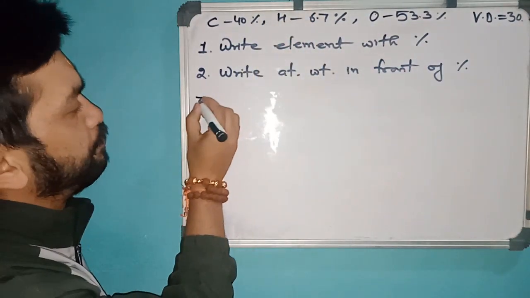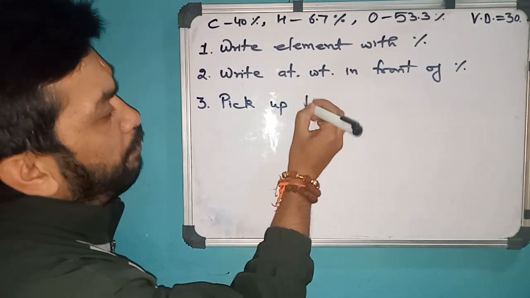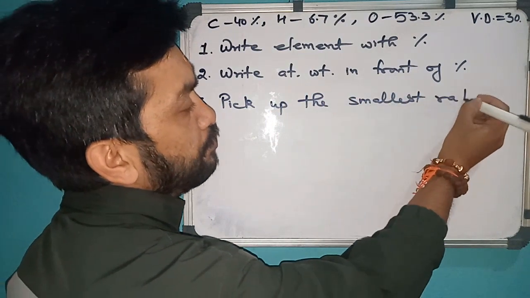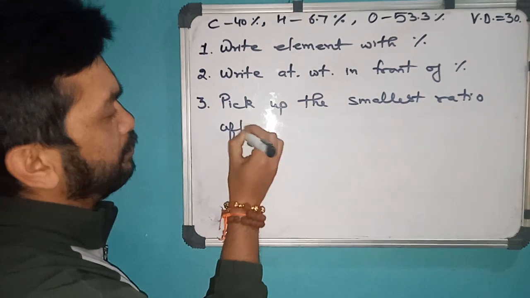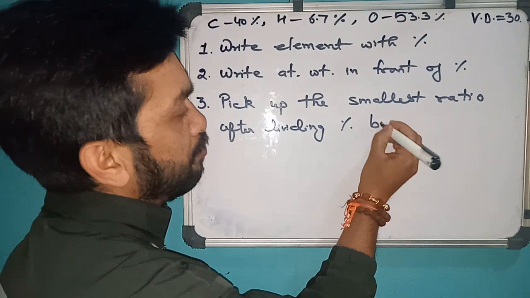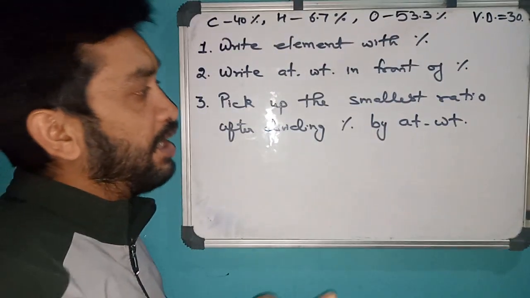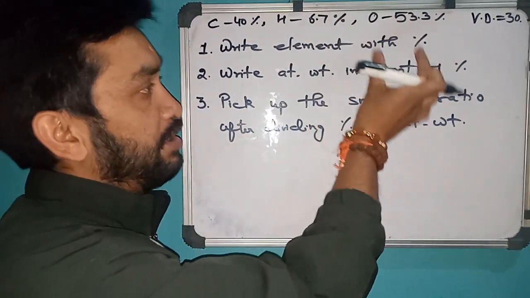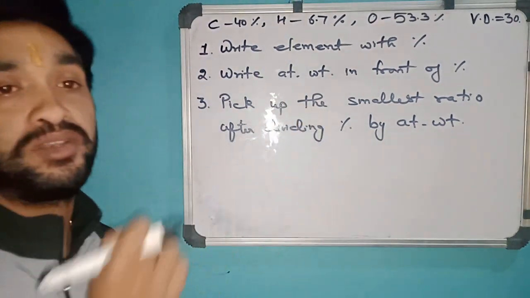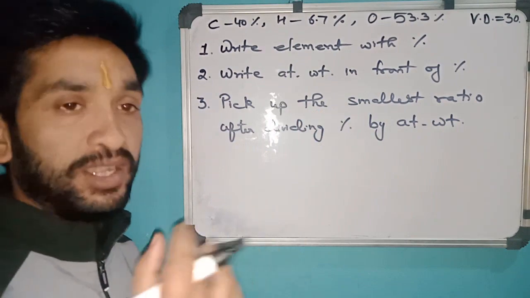Okay, third one, pick up the smallest ratio after dividing percentage by atomic weight. Okay, what you have to do is after writing this percentage and then atomic weight, divide percentage by atomic weight, and then you have to pick up the smallest ratio. Whatever is the smallest ratio there, means whatever the smallest number you are getting there, that you have to pick.